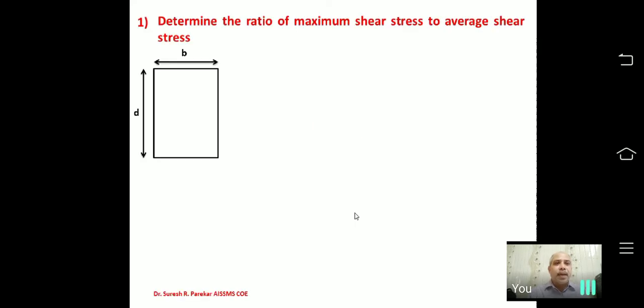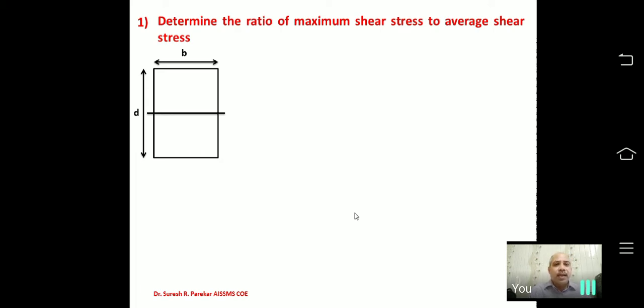Determine the ratio of maximum shear stress to average shear stress, and the cross section is given as b by d. What is average shear stress? That is shear force V divided by area. Now, the shear force is not given, so we have to assume it. Now b by d is the given cross section.